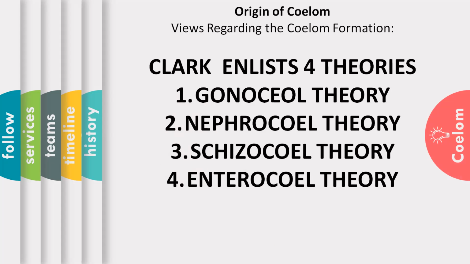Origin of coelom. See, there are various views regarding the origin of coelom. Clark enlists four theories which have been given from time to time. First is the Gonocoel theory, second is the Nephrocoel theory. These two theories are not much used now because they had some shortcomings. They were given initially, but the accepted theories are the Schizocoelic theory and the Enterocoelic theory. The Gonocoel and Nephrocoel theories were rejected later.